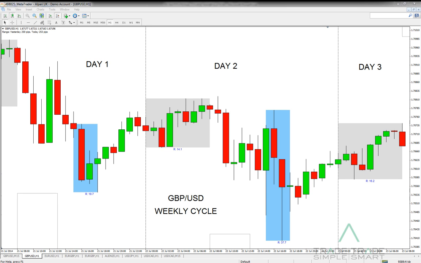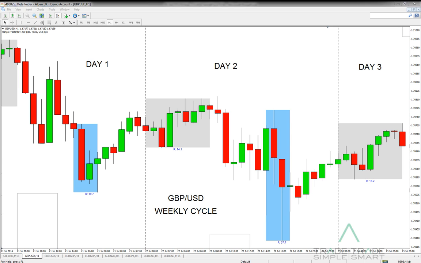Now, in a downtrend, it will work exactly the same, but we'll be simply looking for areas where buying pressure from retail traders will be induced into the market, allowing smart money to sell into this buying pressure and continue the third and final move down of the weekly cycle.